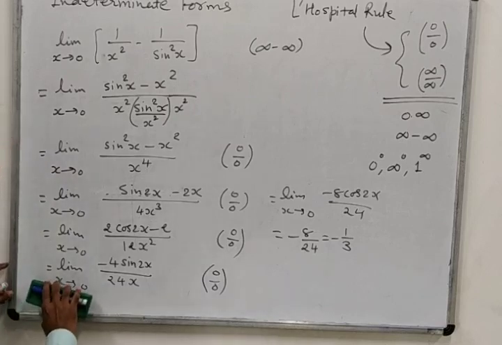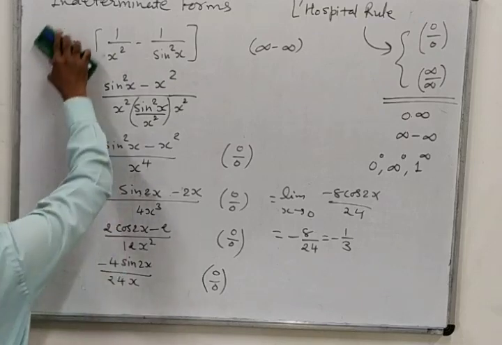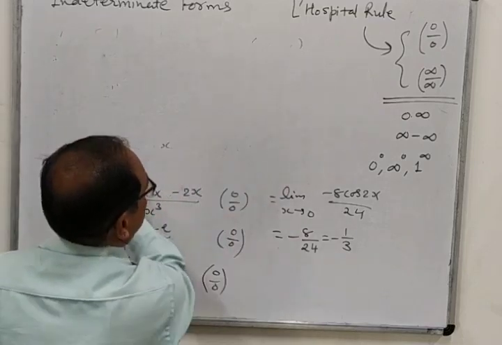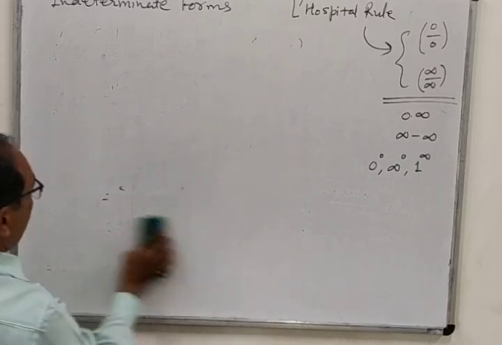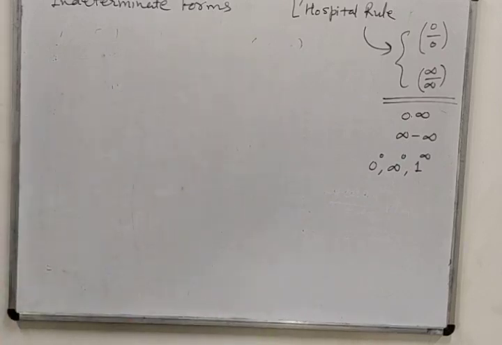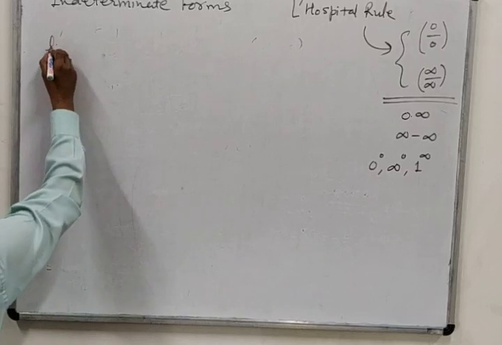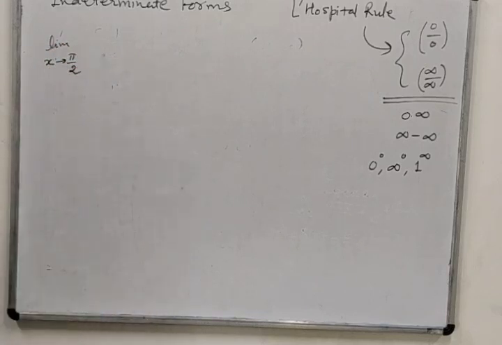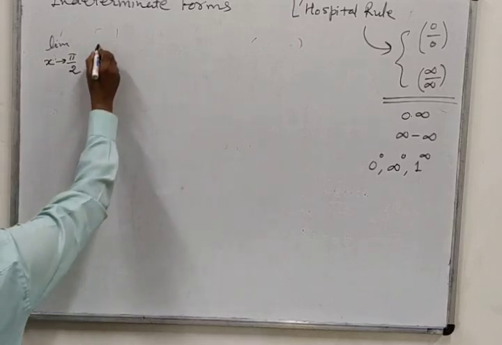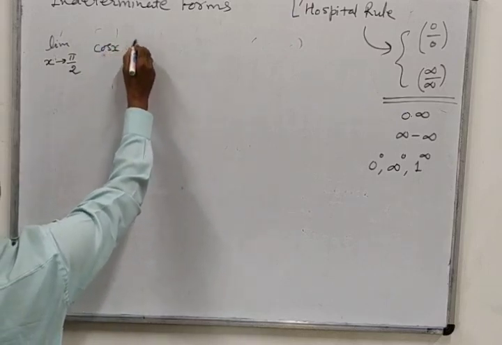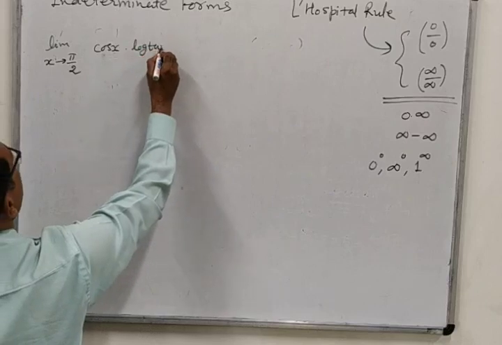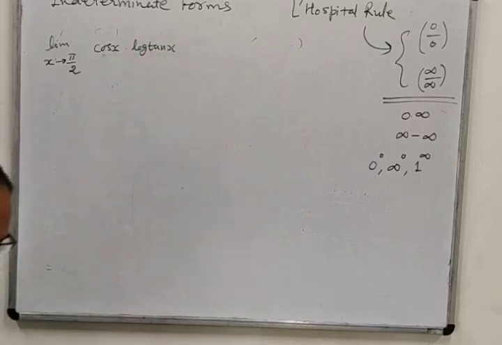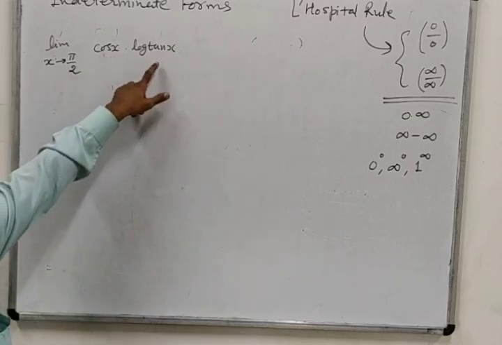So now I will just rub it out, and I will consider one more example. Limit x tends to pi by 2 of cos x into log of 10x. Here you can see that this function is in the form of f(x) into g(x).